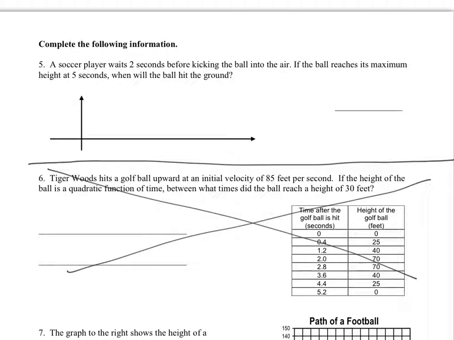Okay, for the next question, we have a soccer player who waits 2 seconds before kicking the ball into the air. If the ball reaches its maximum height at 5 seconds, then when will it hit the ground? Well, we can visually see what's going on here. Here we have the x-axis, which represents time, and the y-axis, which represents height. If the soccer player waits 2 seconds before kicking the ball up, the ball doesn't start going up until right here at 2 seconds.